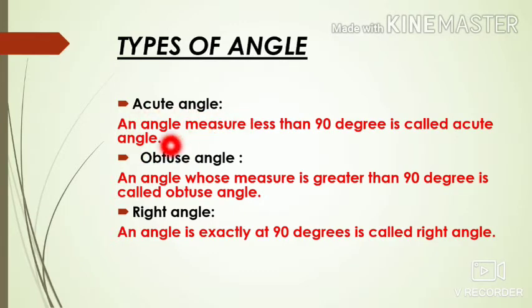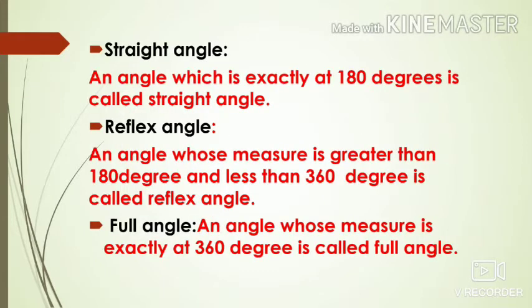Acute angle. An angle whose measure is less than 90 degrees is called an acute angle. Obtuse angle. An angle whose measure is greater than 90 degrees is called an obtuse angle. Right angle. An angle that is exactly 90 degrees is called a right angle. Straight angle. An angle that is exactly 180 degrees is called a straight angle.